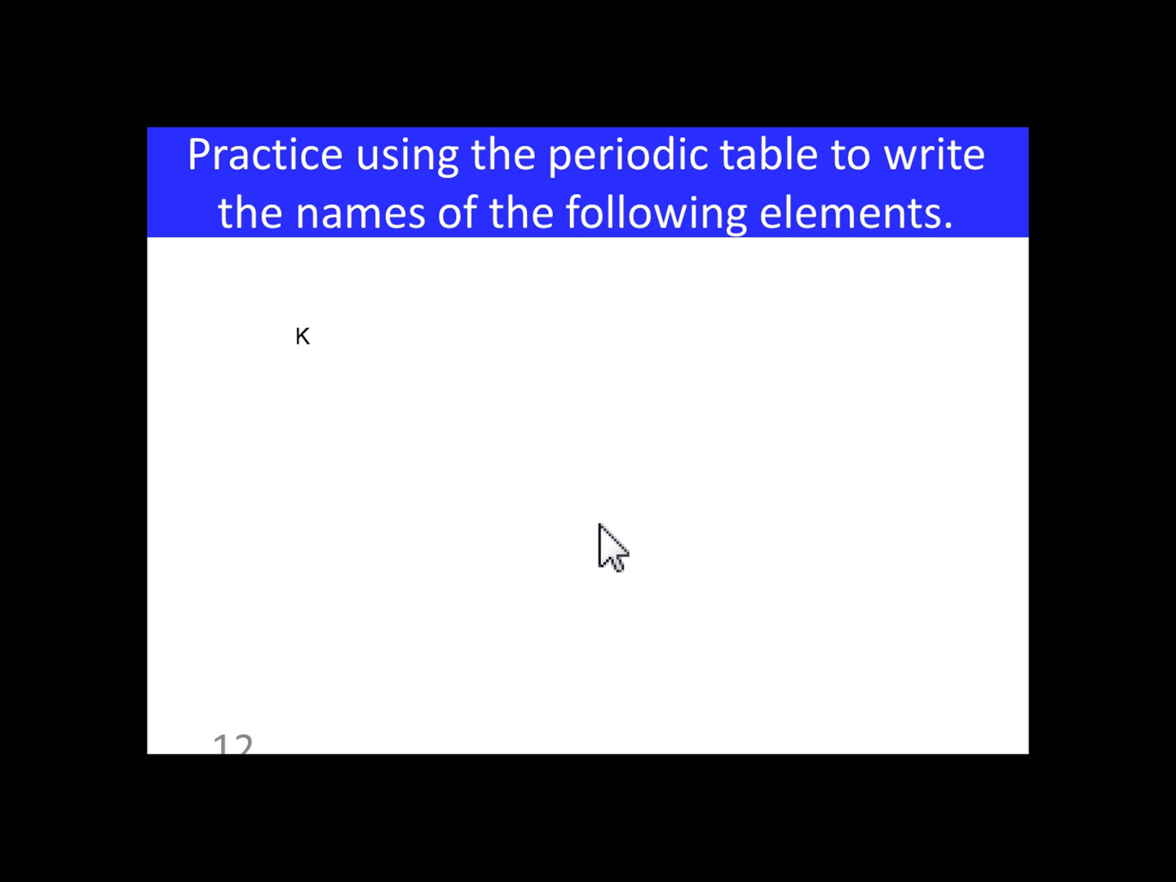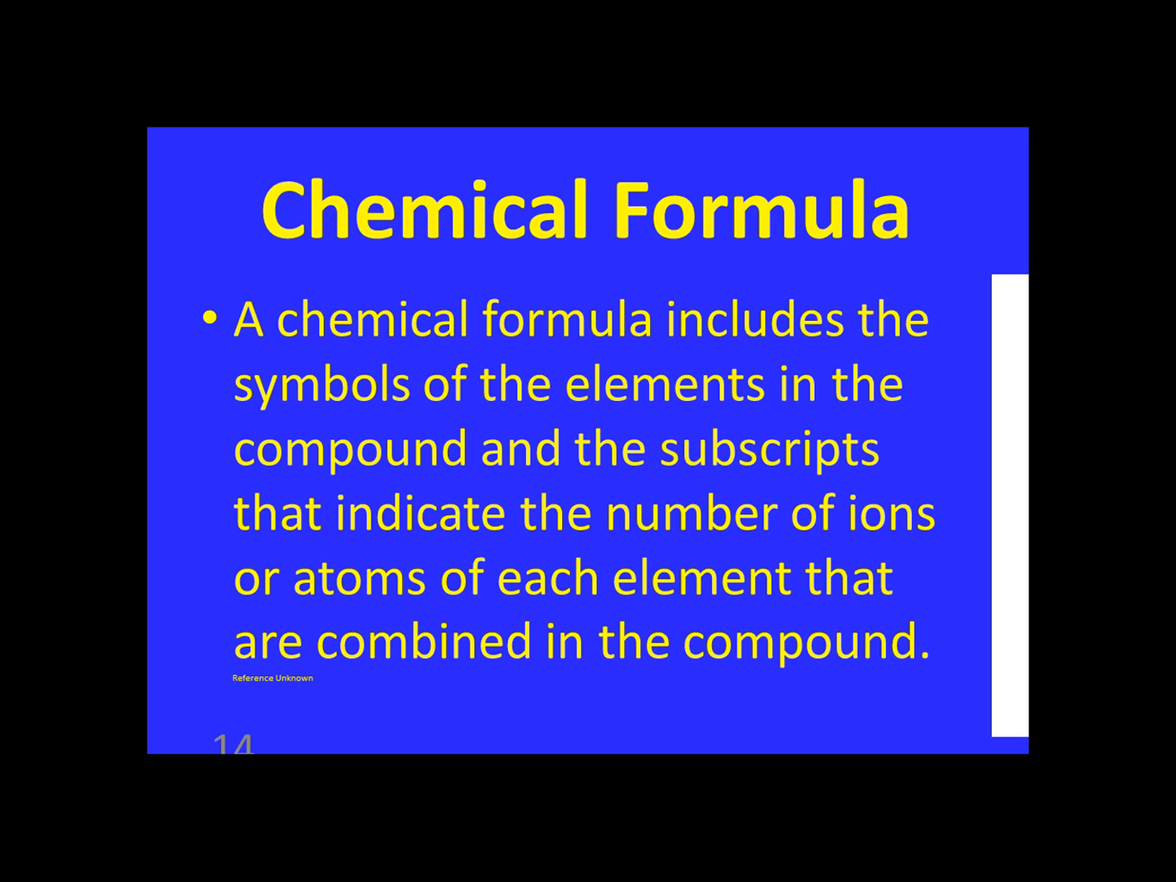Now let's go the other way around. K. If you see K on a test, you should be able to use your periodic table to know that K is the element potassium. N is nitrogen. Ca is calcium. I is iodine. An important definition, and that's what this lesson is about, is chemical formulas.